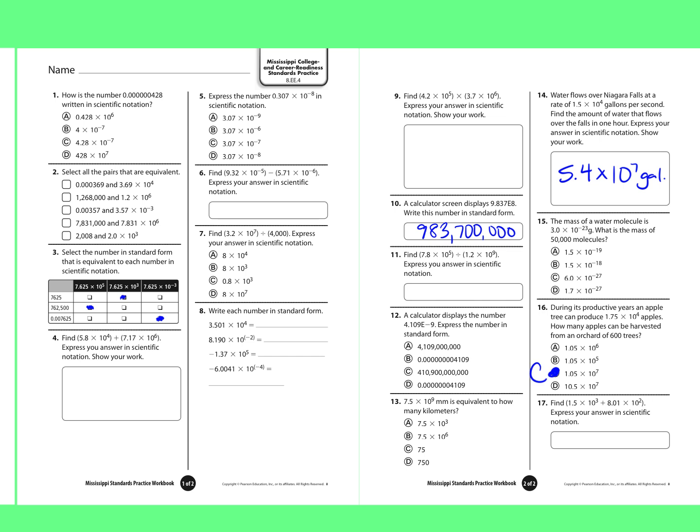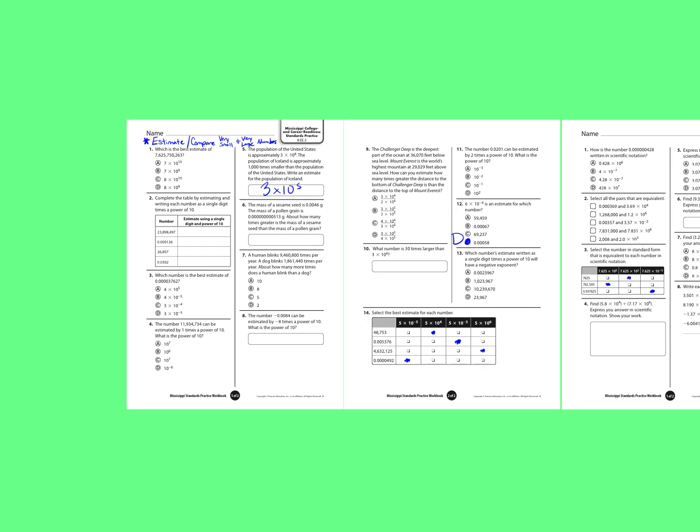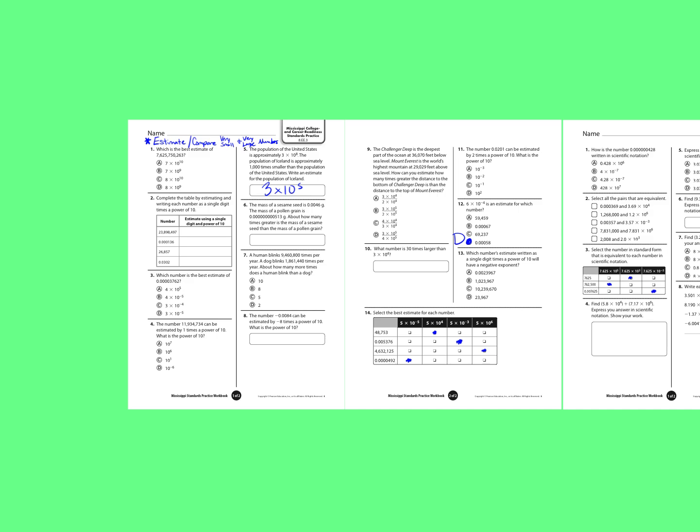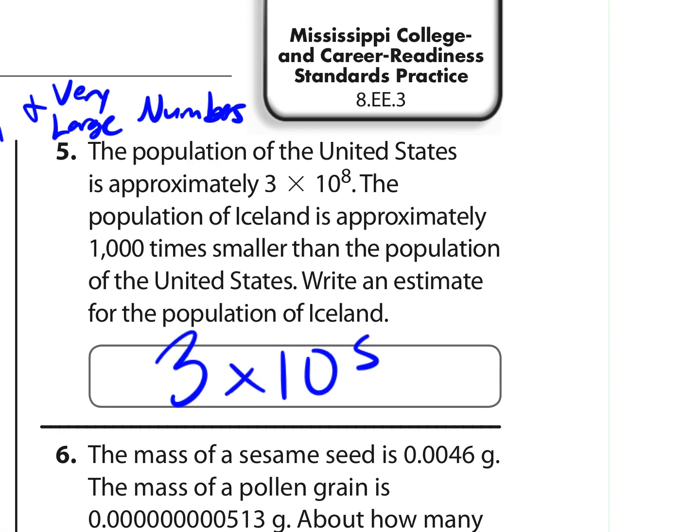If you miss any of these, you can follow along in the video to get some help. And go back here and start with number 5 on EE3. It says the population of the U.S. is approximately 3 times 10 to the 8th power. The population of Iceland is approximately 1,000 times smaller. Write an estimate for the population of Iceland.